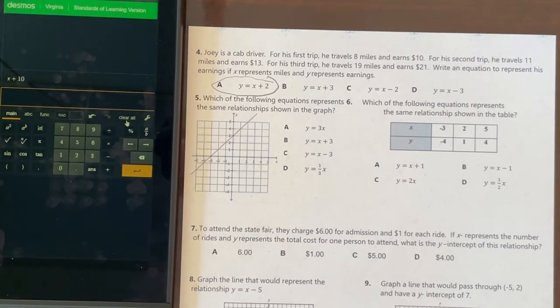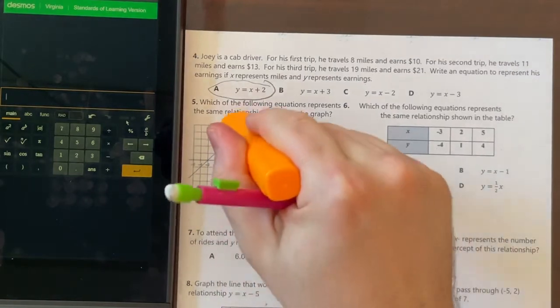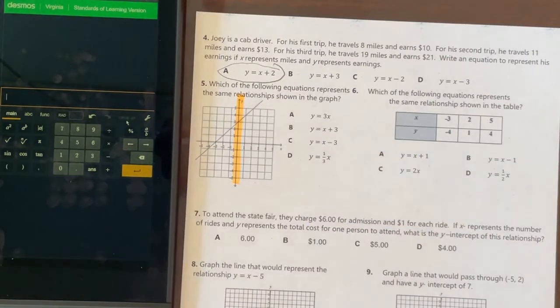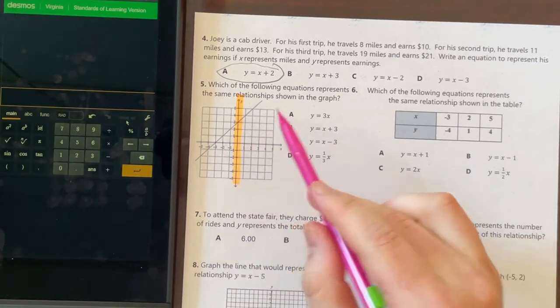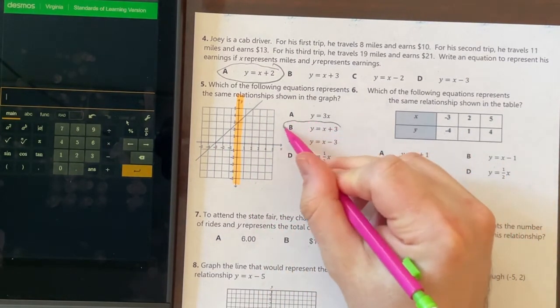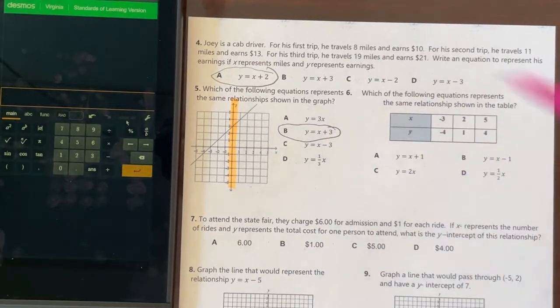For number 5, it says which of the following equations represents the same relationship in the graph. So you're going from the graph to the equation. Just like before, identify that y-intercept first, highlight that y-axis. Where does the line of our graph hit the y-axis? It hits at the point 0, positive 3, and so our equation is going to be y equals x plus 3.